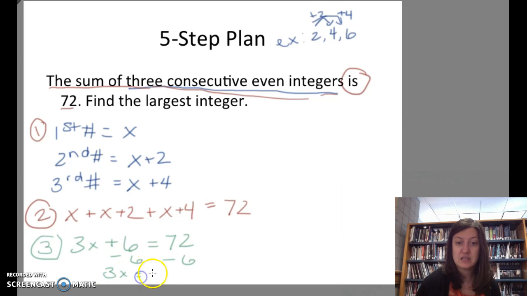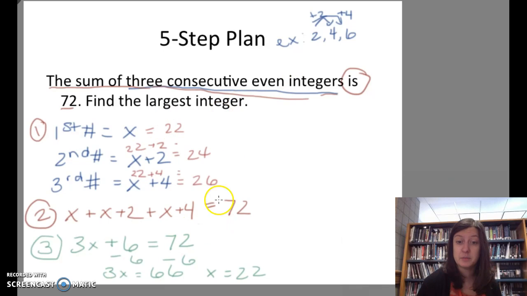3x equals 66, so x equals 22. We're going to take them and plug them back in here: 22, 24, 26, because 22 plus 4 is 26. 22 plus 2 is 24, so it works.